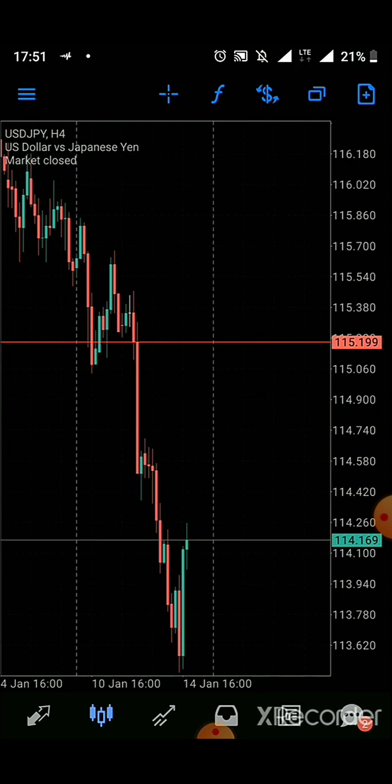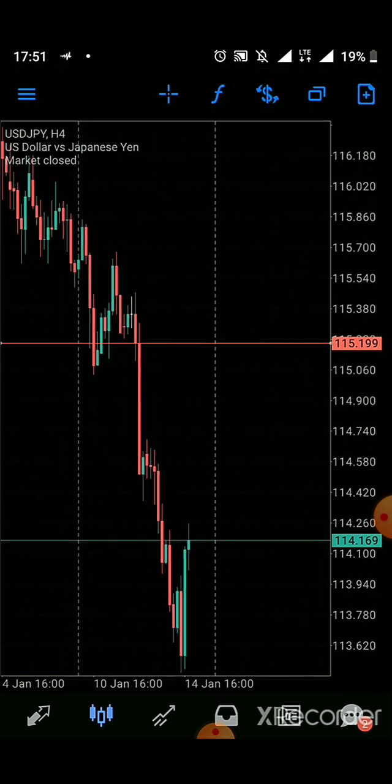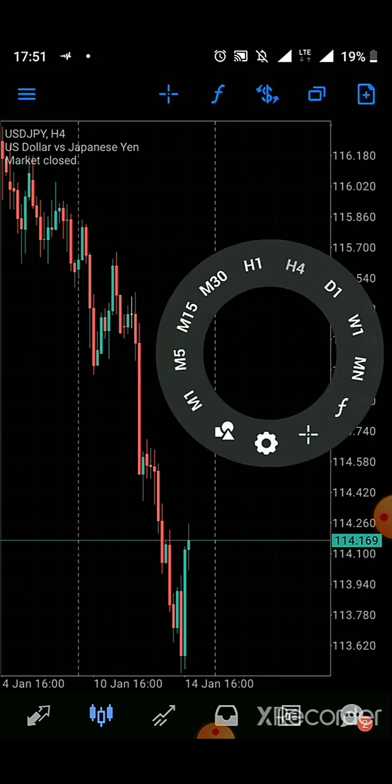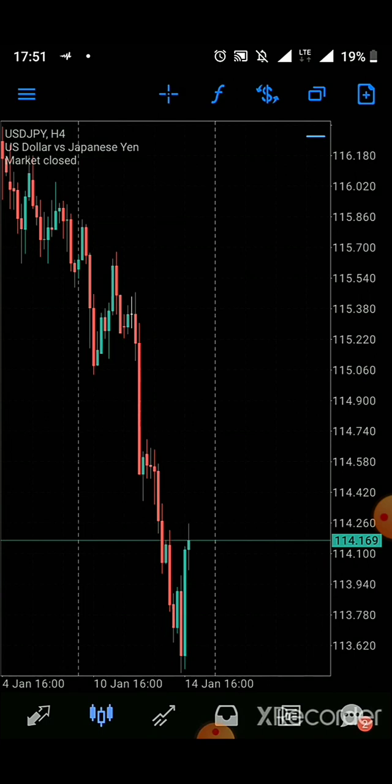Now let me go over it. Typically you place your buy limit at a price lower than your current price, but now you want to place a buy limit at this point. Buy limit is different from buy stop.